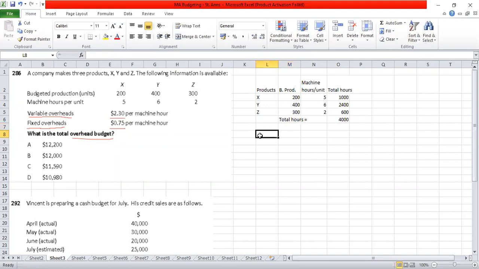Now we have two components, variable component and fixed component, and they are given as per unit, the rate per hour. The total number of hours are already calculated as 4000. So once we have this, we can calculate what is the variable component of the overhead and the fixed component of overhead. So let's work it out.